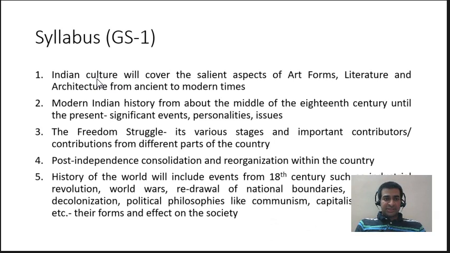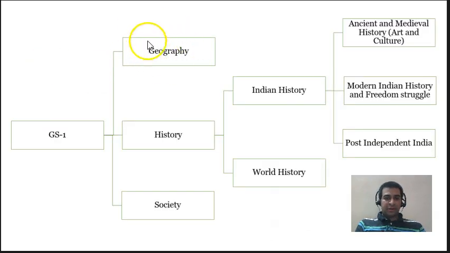Now, this GS1 we can broadly divide into geography, history, and society. UPSC has made a lot of changes from the 2013 paper, where subjects like society were introduced, and history and geography were restructured. GS1 is for 250 marks, and of these roughly one third of the paper is from history, about 70 to 80 marks every year.